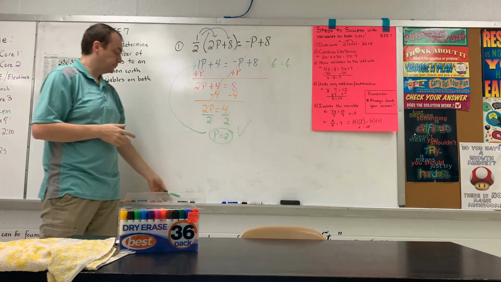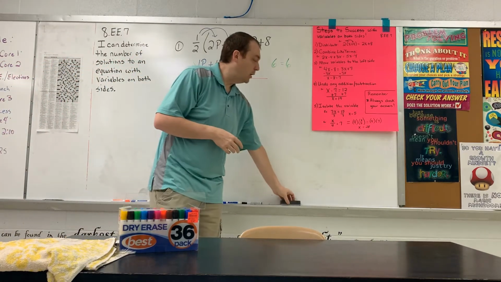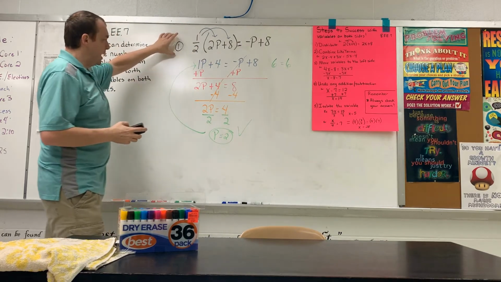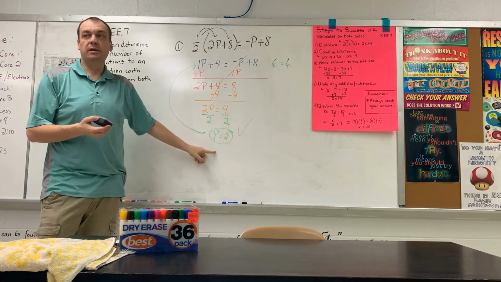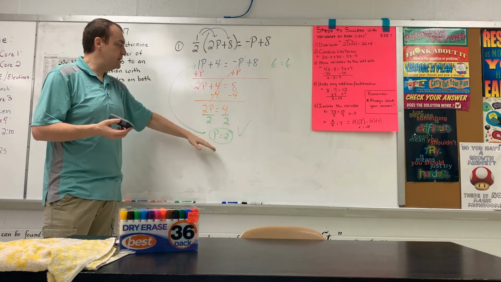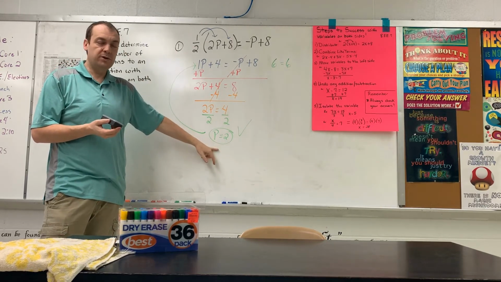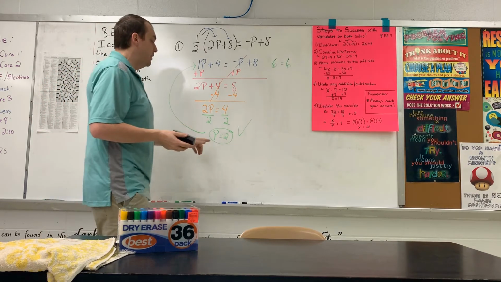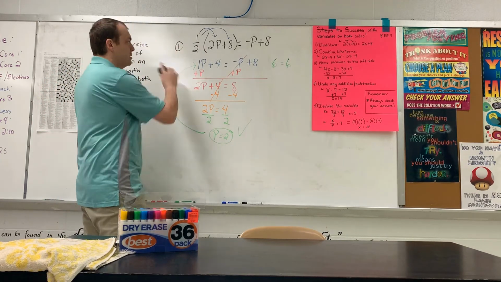All right? We're going to do a couple more. So, this answer here obviously is one solution. If you're looking for the number of solutions to an equation, you would solve this out and say this equation or this problem has one solution. This is the only number that will work to balance that equation.